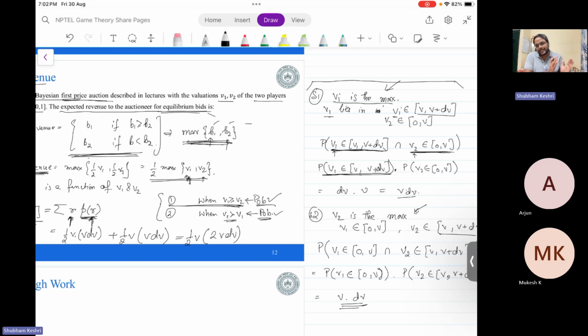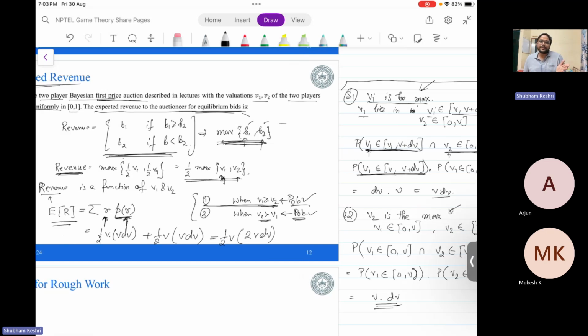This is coming from basic concepts of probability. We are getting expectation. How to obtain expectation? Take the value that the random variable is taking, multiply with the probability, and sum over all the values it can take. So the first value it can take is half V times the probability. The second value it can take is half V times the probability, and therefore we are multiplying.